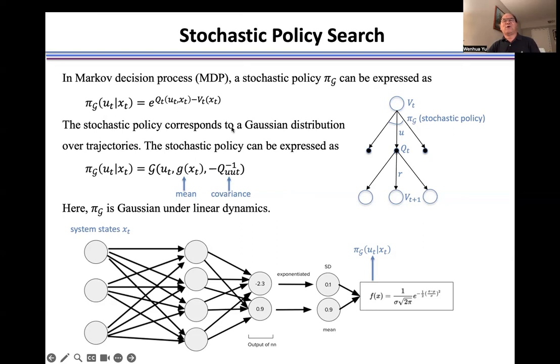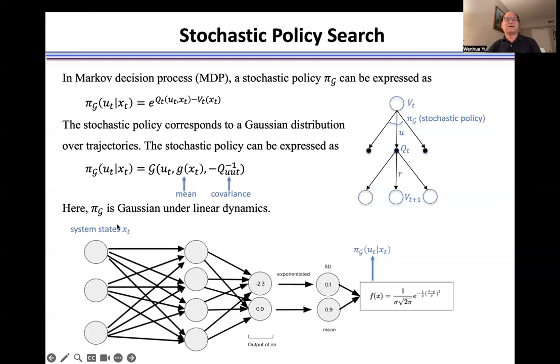If the policy we are searching is a Gaussian distribution over the trajectories, then the stochastic policy can be expressed in this formulation. From here, first we use the policy G as the mean, and then we use this matrix as the covariance. From the deterministic policy G, if our stochastic policy is a Gaussian distribution, then we can get the stochastic policy pi. Then how can we do it?